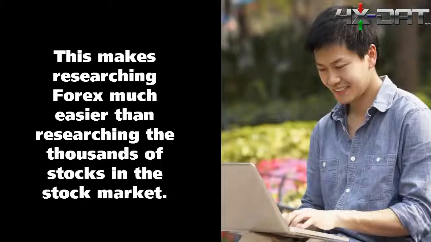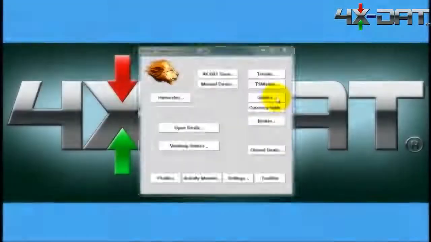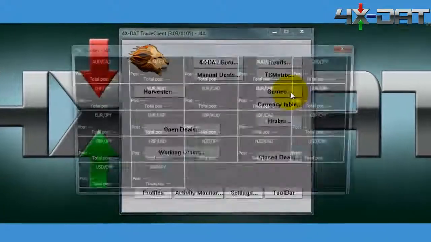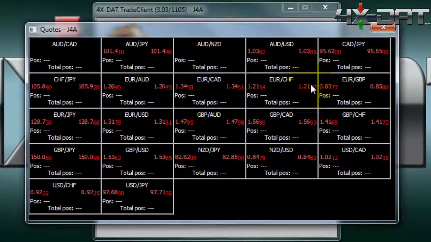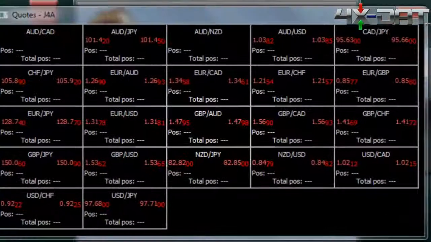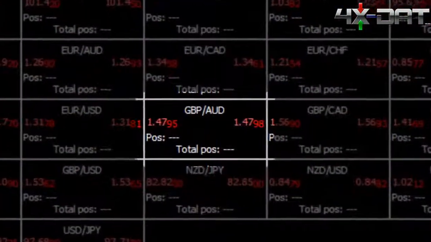So now that we know a little more about the Forex market, let's pop open the 4X-DAT software and take a look at some currency pair quotes so you have an idea of what these look like. Here in the quotes module of the 4X-DAT, we see a list of major currency pairs and the various quotes for each. Let's just pick a pair and take a look at what the quote tells us.